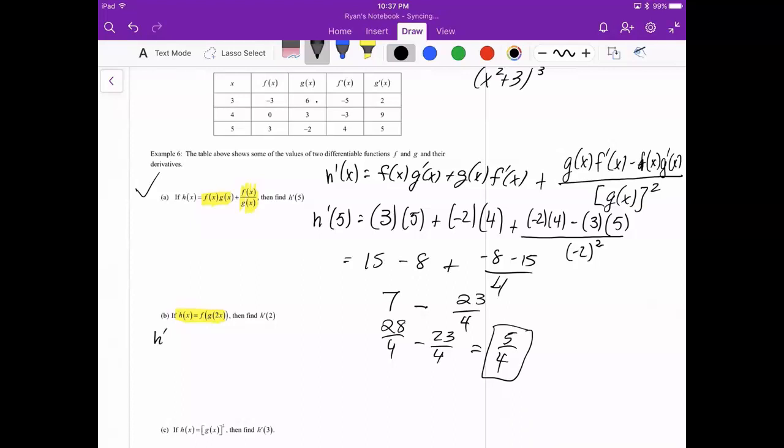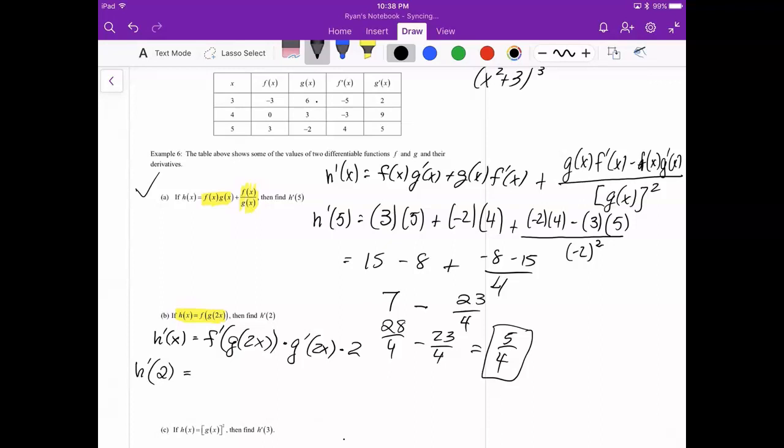So h prime of x is equal to the derivative of the outside, which is just f prime. Rewrite the inside exactly the way that you see it, which would be g of 2x, multiplied by the derivative of g of 2x, which is going to be g prime of 2x. And then I have to remember to take the derivative of the inside of that function, and the derivative of 2x is 2.